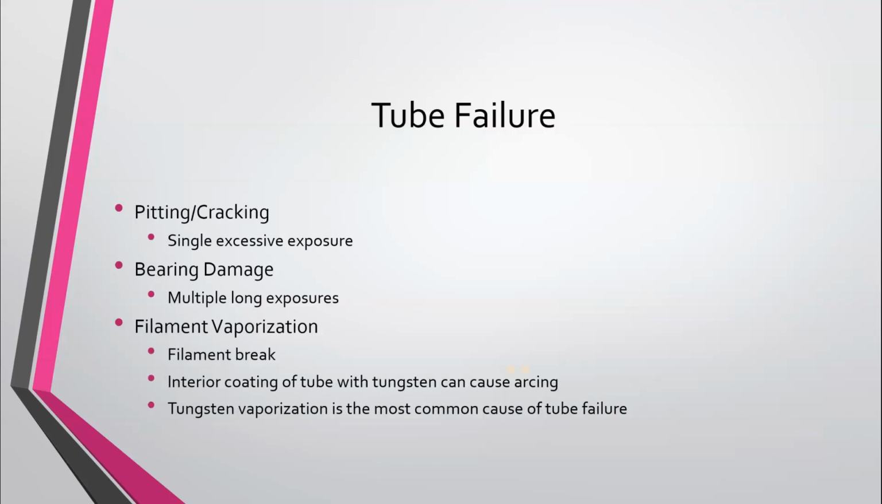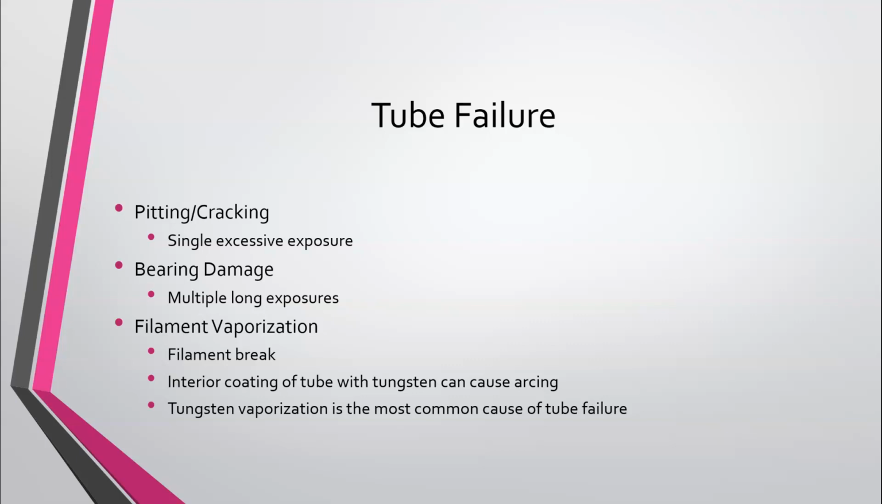All right. So let's talk about tube failure. Pitting and cracking. This happens from a single excessive exposure. Bearing damage, so multiple long exposures, so you're exposing a T-spine over and over and over, and that will wear out your bearings. They warp a little bit, and then your anode is shot.